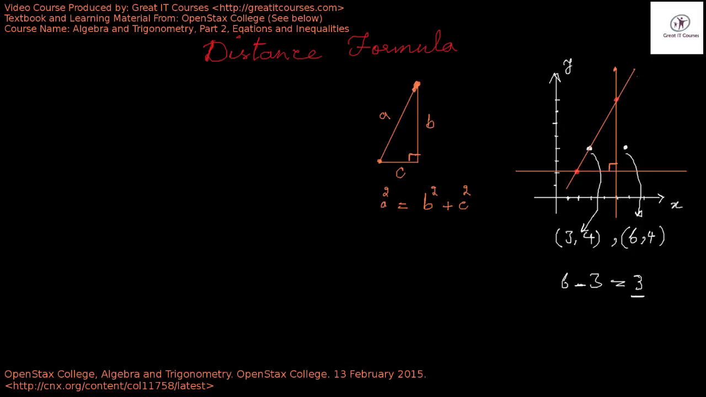I can call this point, for example, x1, and let's call the coordinates of this point over here x1 and y1. The coordinates of this other point I'm going to call x2 and y2.